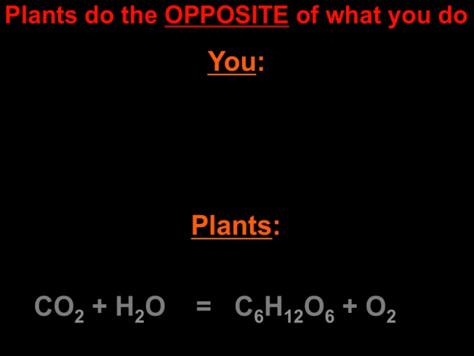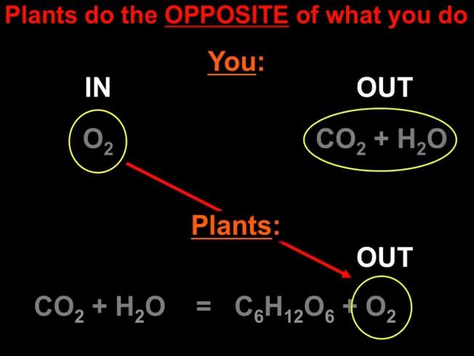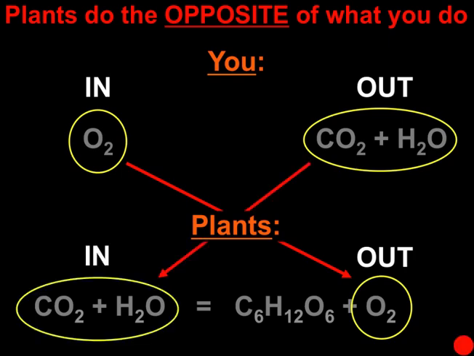So a simple way to remember this is plants are doing the opposite of what you're doing. So down here we have the formula for photosynthesis. Now you breathe in oxygen. Plants give off oxygen. You breathe out carbon dioxide and water, which is why if you breathe on a mirror it fogs up. Plants take in carbon dioxide and water. So if you remember what you do, and you remember that plants are the opposite, you got this down.